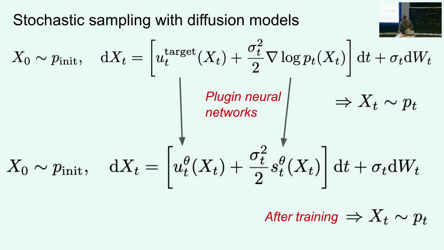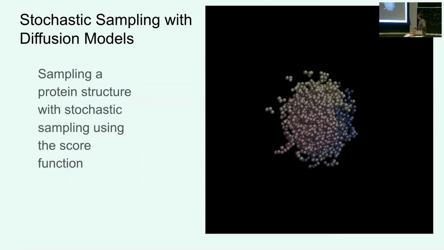Okay, so what are we going to do now? We're going to plug our neural networks into the SDE that we had before shown to follow the probability path. So we're plugging in the neural network that represents the vector field and the score network. And after training, at least training perfectly, we know that X_t follows the probability path. So we'll end up with data at the end. Cool, let's see an example of that.